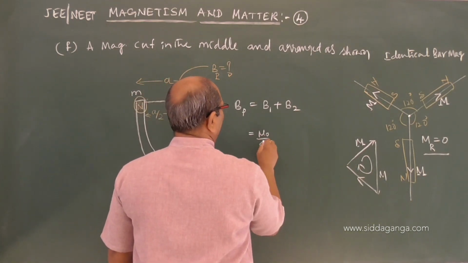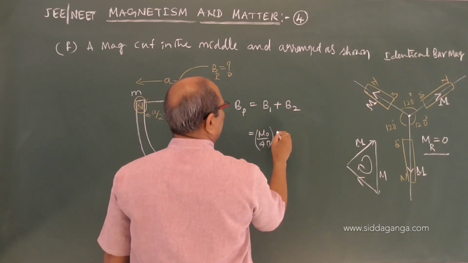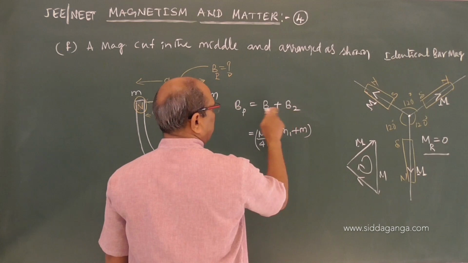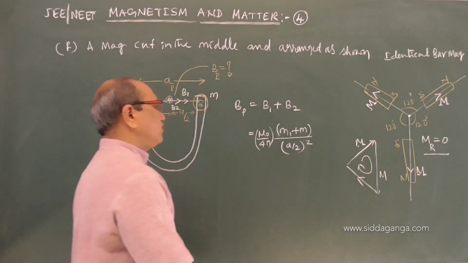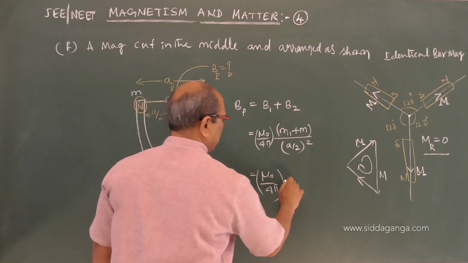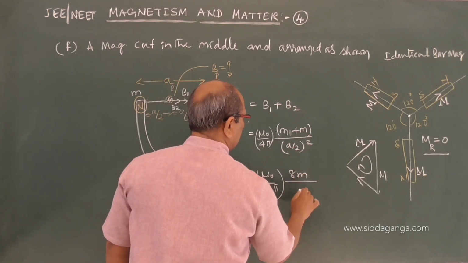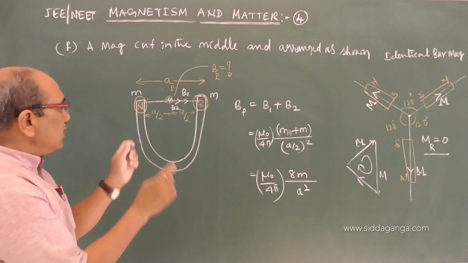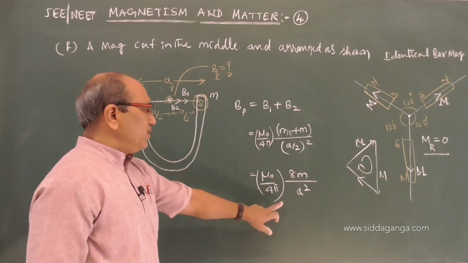Mu naught upon 4 pi into pole strength is M. Both are having M. I can write it as M plus M, divided by distance same, A by 2 whole square. So simplified, you will get answer mu naught upon 4 pi into 8M divided by A square, where A is the separation between the poles. When the magnet is bent exactly at the center of the line joining the poles, the magnetic field appears to be of this value.